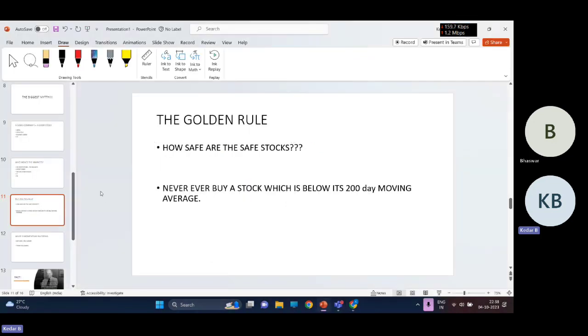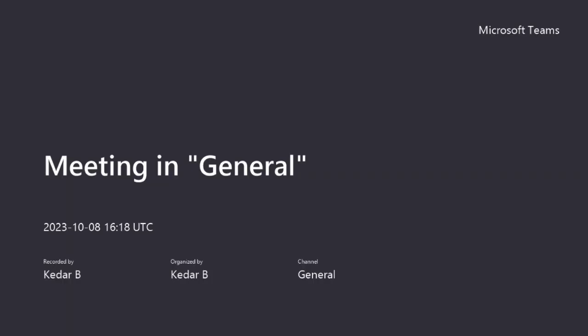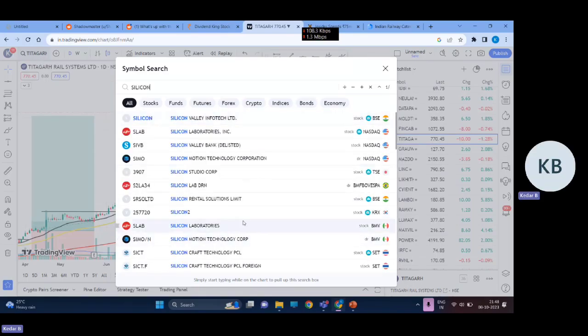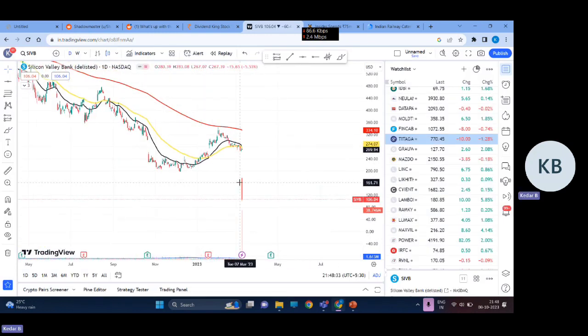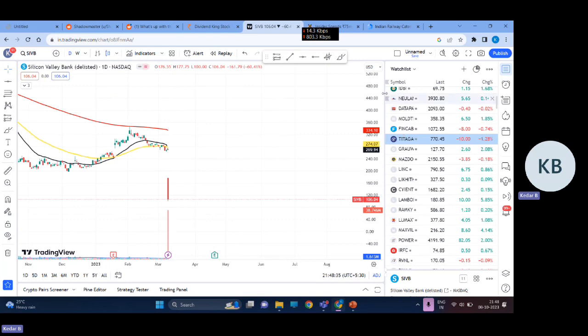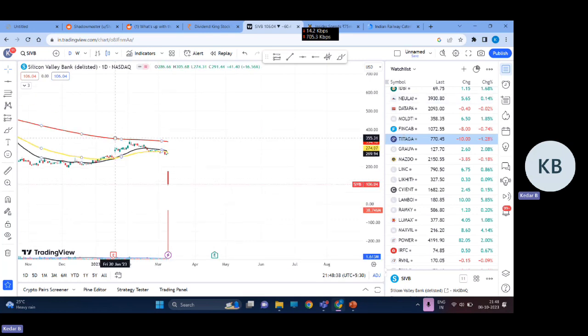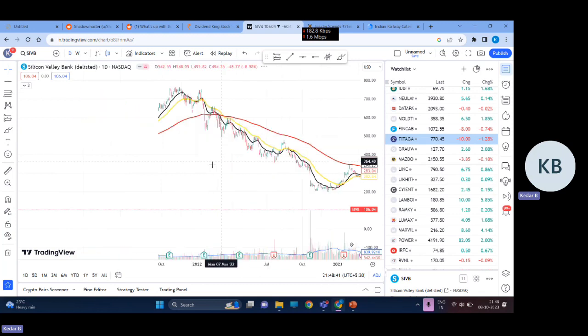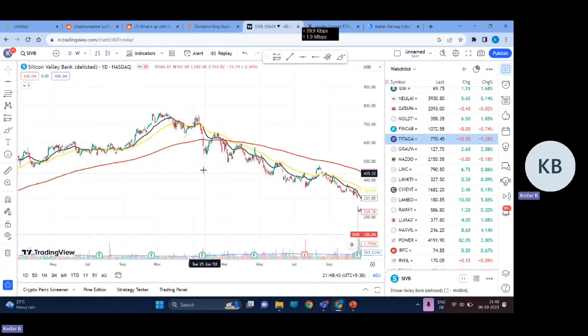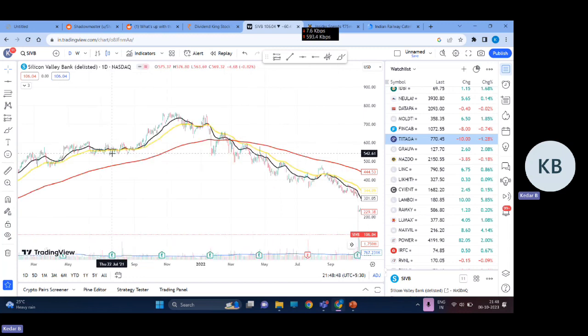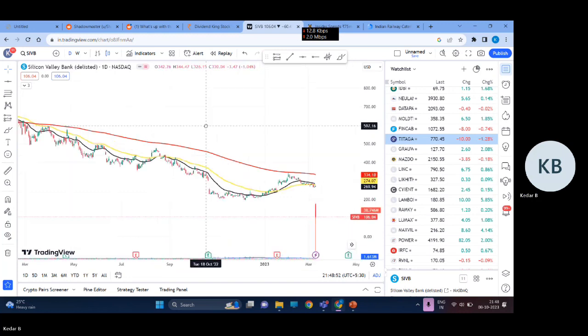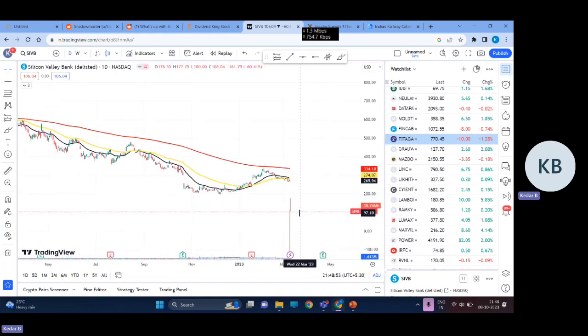So this is the golden rule. Do not touch a stock if it's below its 200-day moving average. This is Silicon Valley Bank. I had already shown you. See here, it crashed like hell, but it was already below its 200 day. A smart person would not even touch this stock when it broke this line. When it broke this line and went around here, he would not even touch the stock. And see, he could have avoided all this and even this crash.